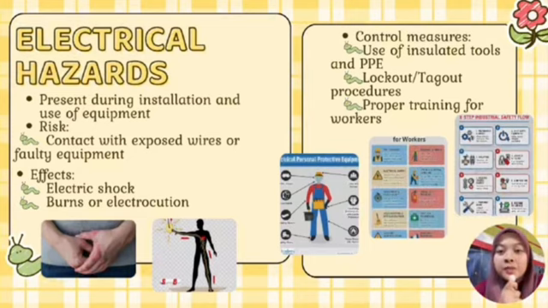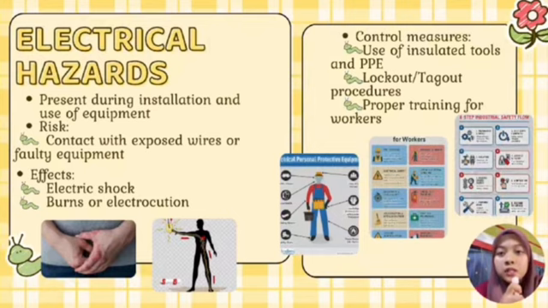Next, I will explain about electrical hazard. Electrical hazards are risks associated with the installation, maintenance, and use of electrical equipment. They commonly occur when workers come into contact with exposed wires, damaged cable, or faulty electrical equipment. The effect of electrical hazard can be very serious.